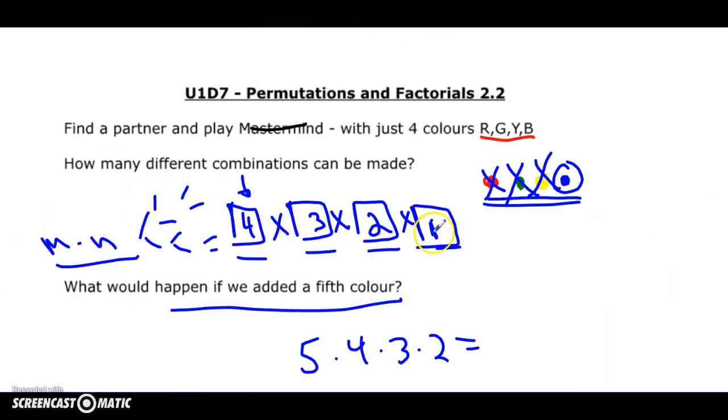And that leads to, if we go back to this question here, this answer here is 4 factorial, 4 times 3 times 2 times 1.